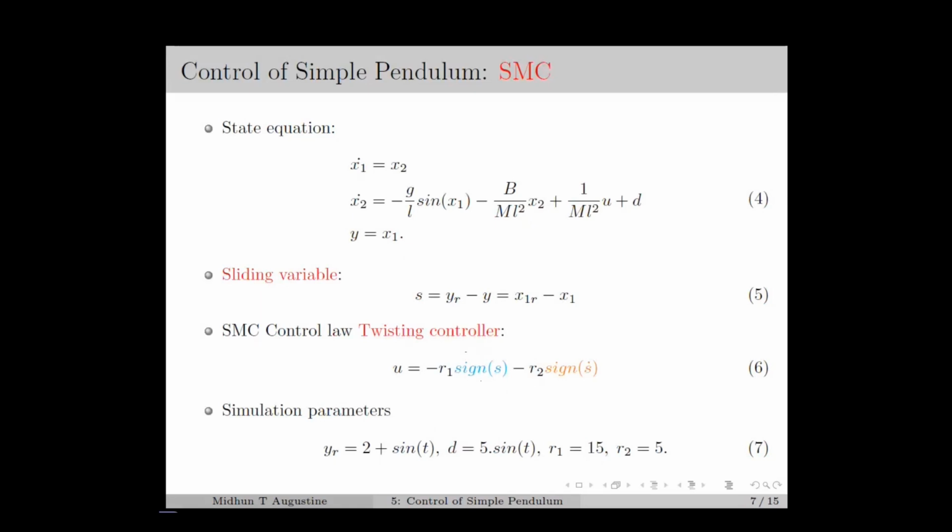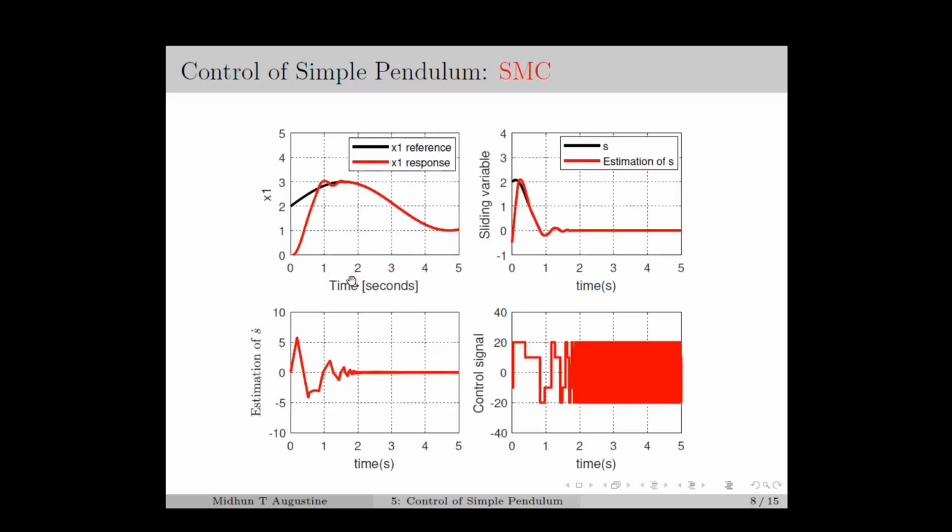The simulation parameters are chosen as in equation number 7, in which we select YR equal to 2 plus sine of t, and the switching gains R1 and R2 are chosen as 15 and 5 respectively. For the simple pendulum with the sliding mode control, we obtain the response as shown in this figure.